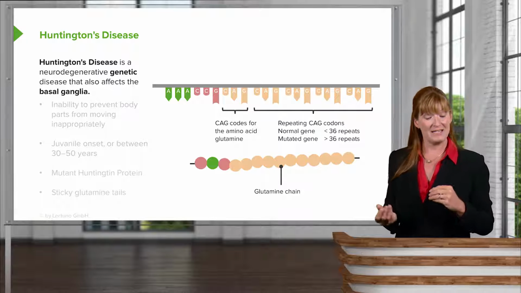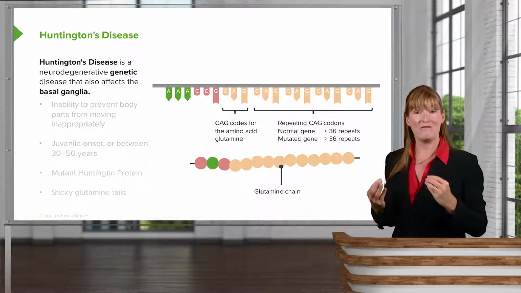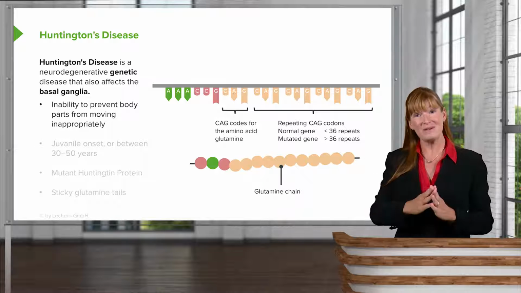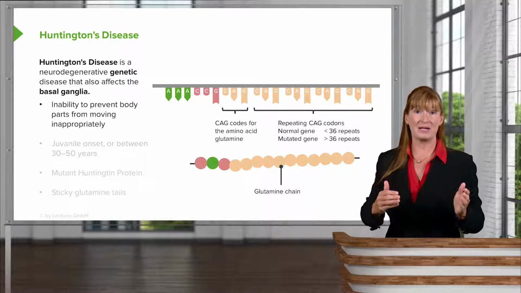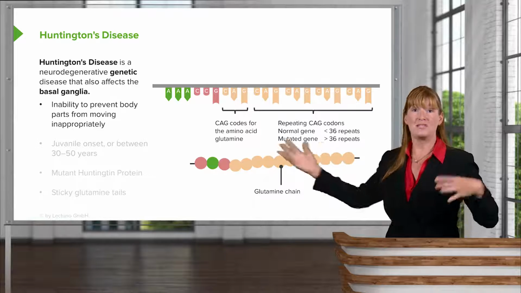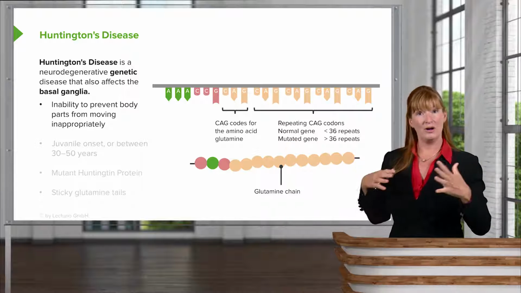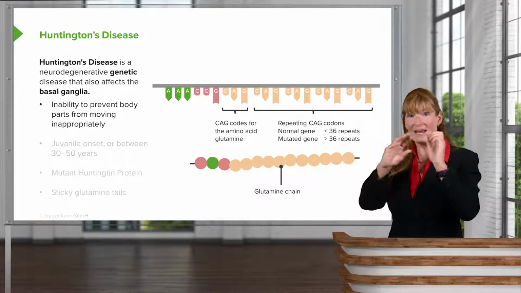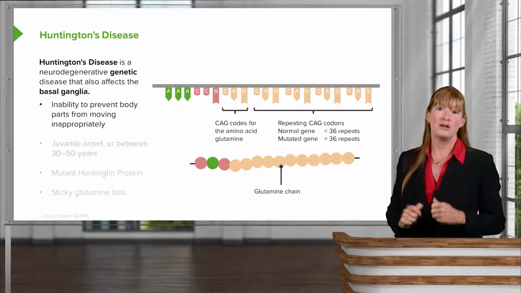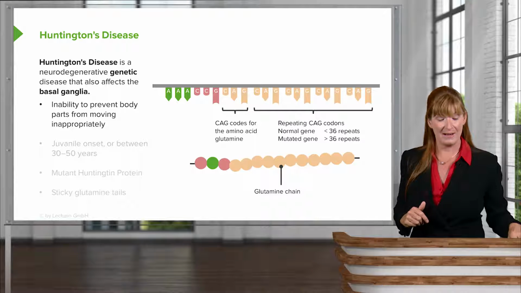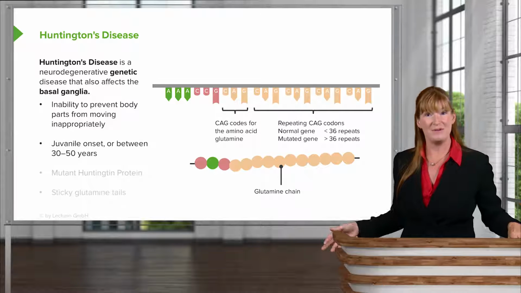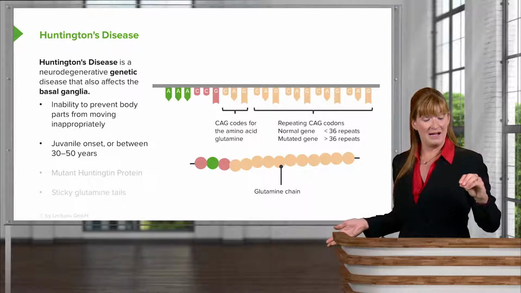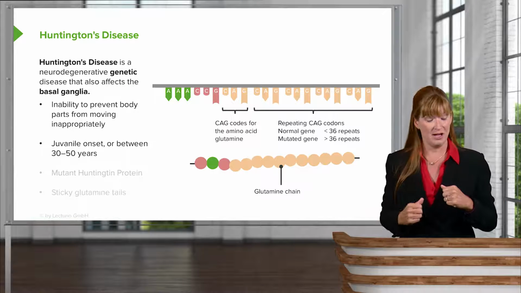So Huntington's disease is also a movement disorder, but it is more on the opposite end of the spectrum than Parkinson's. So movements that are uncontrollable or inappropriate. So the leash is a little loose, signals are getting sent that perhaps shouldn't be sent. It tends to onset between 30 and 50 years of age, but can also be juvenile onset.